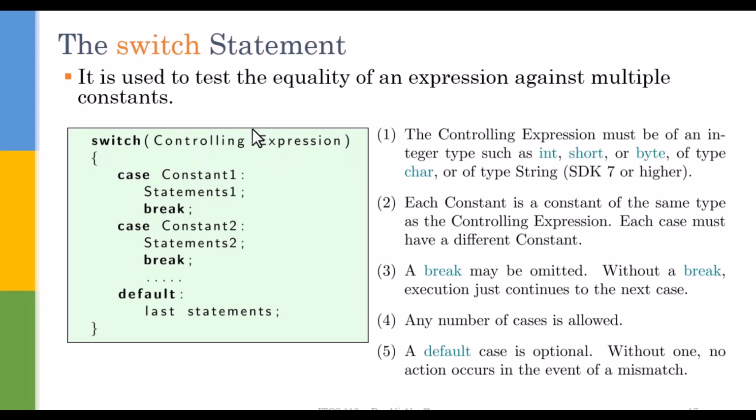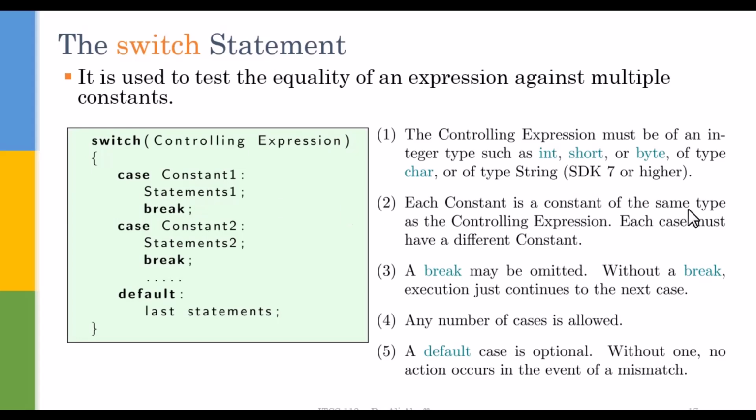The controlling expression, which is this one, must be of an integer type, short, or byte, or string, or char. So here you cannot use double inside here. You cannot use Boolean, okay, because it says integer, short, byte, and char, and you cannot use long also. So this may be a multiple choice question. So inside the switch, these are the data types available.